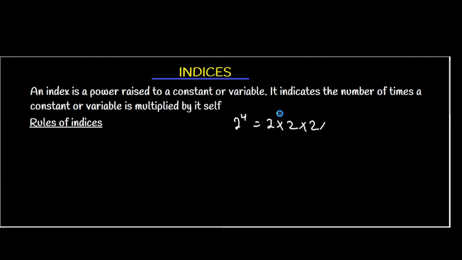Let's talk about the rules of indices, and let's begin with this rule. If you have any given number m, any constant or variable m, and this m is to power p, so we have m to power p, where p is our index. We also have this multiplied by m, so take note that it is supposed to be the same number. This base here is the same number.